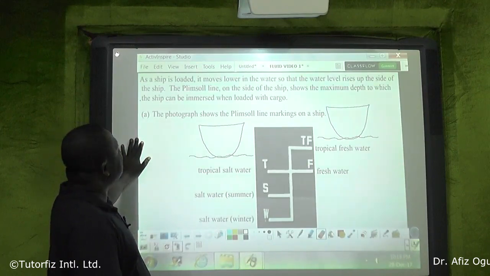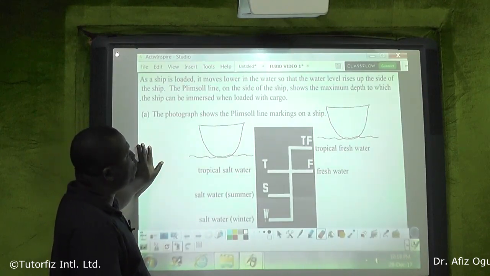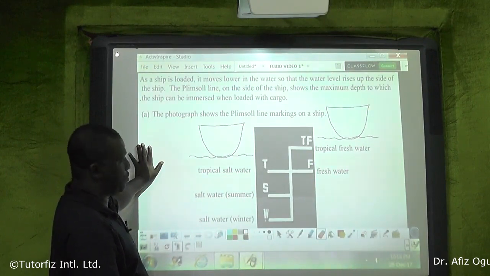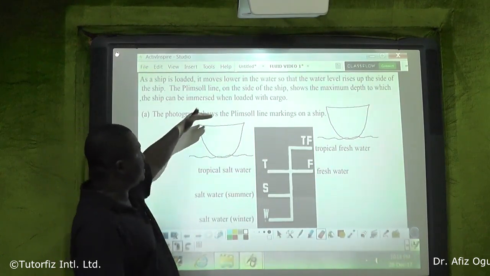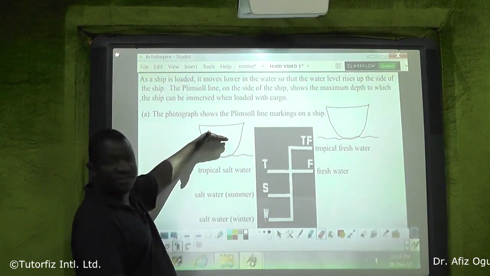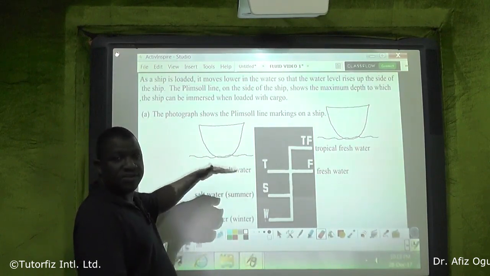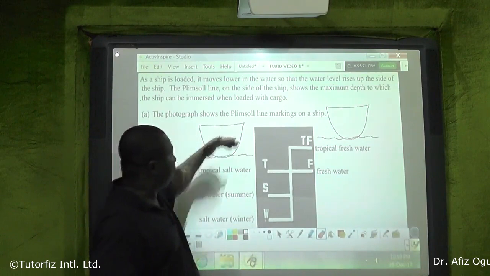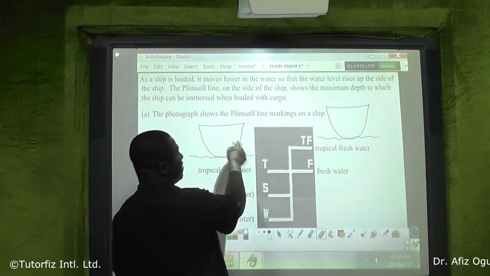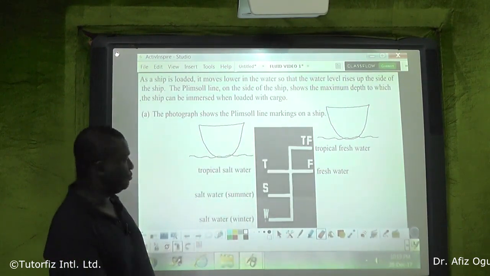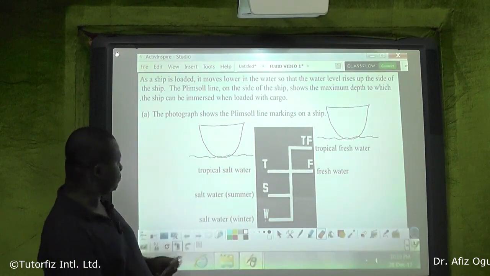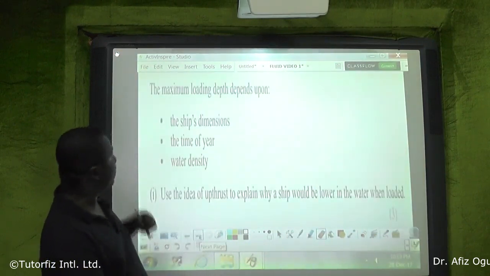It is said that the Plimsoll line on the side of the ship shows the maximum depth to which the ship can be immersed when loaded with cargo. So when you load it, weight increases and it sinks in more. When it sinks in, these lines are by the side of the ship. I'll come back to that.